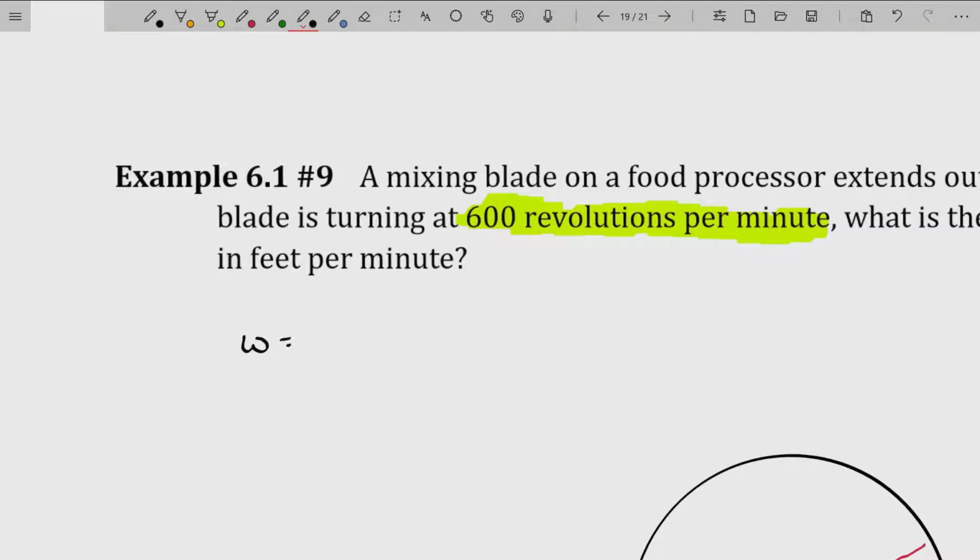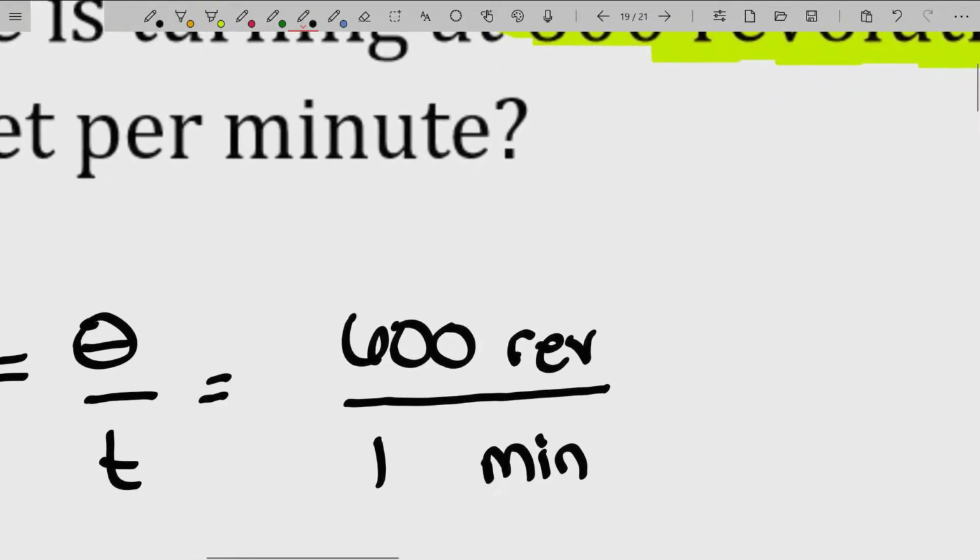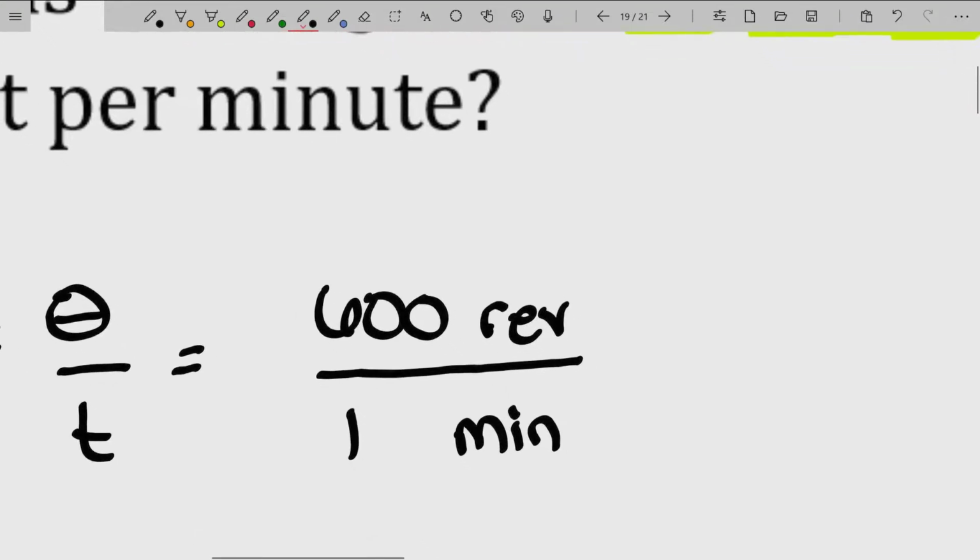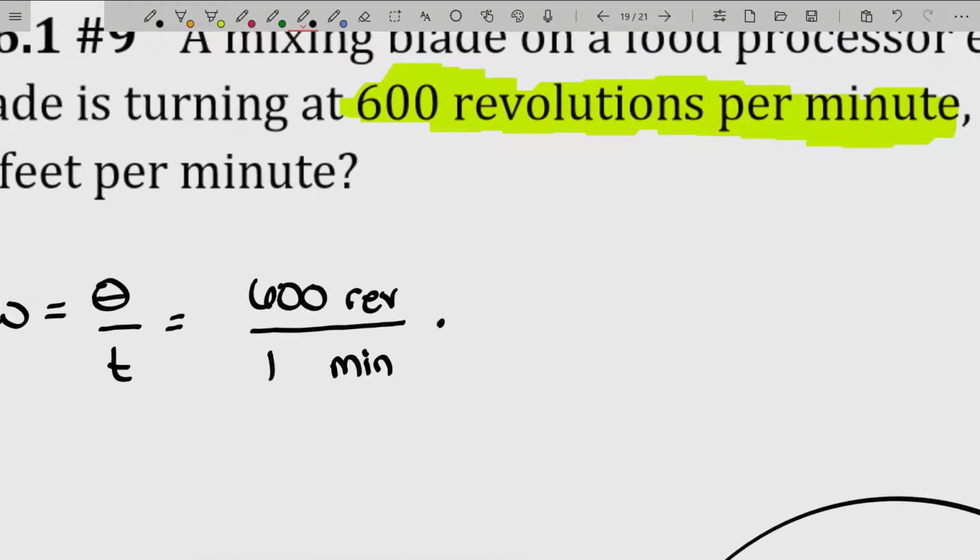Our angular velocity is theta per time. Well, we did 600 revolutions per 1 minute. But that's not an angle, is it? Revolutions is not an angle. I need to get to radians. So I need to do some unit analysis. I need to take out the word revolution and introduce the word radians. Well, how many radians do you have per revolution? We have 2 pi radians for every 1 revolution.